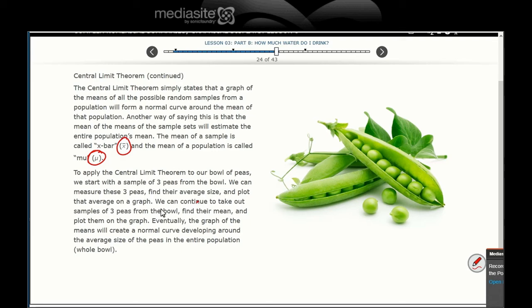So the limit theory applies to our bowl of peas. We start with samples of 3 peas in bowl. We can measure these 3 peas, find the average size, plot the average on a graph. We continue to take out samples of 3 peas from the bowl, find their mean, plot them on a graph. Eventually, the graph of the mean will create a normal curve developing around the average size of the peas in the entire population, the whole bowl. That's what we're showing over here. And there's your X bar. Let's move on.